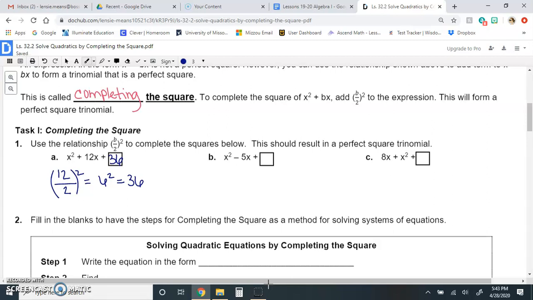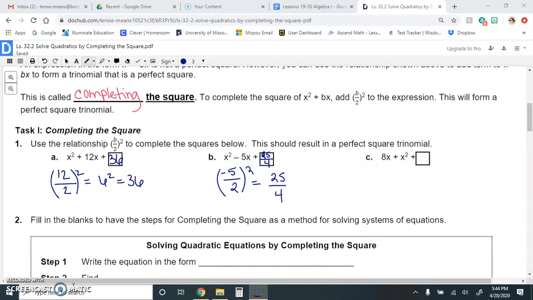Letter B, at this time, go ahead and pause the video, see if you can calculate your b over 2 squared. Okay, so in letter B, we have 2 significant things happening here. First of all, our b value is odd, meaning it's not going to divide by 2 and come out pretty. It's going to come out a fraction, and that's okay. We can work with fractions here.